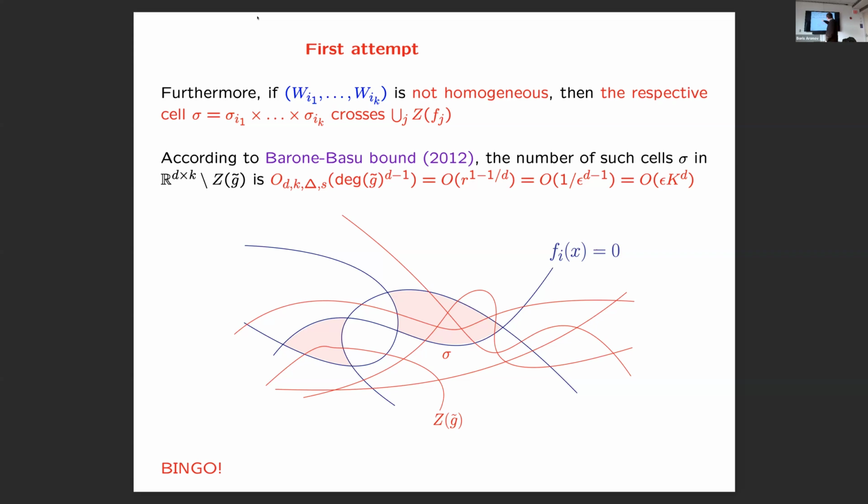But according to Barone-Basu, the number of such cells is at most the degree of g to the power of d minus 1, which is at most order of 1 over epsilon to the d minus 1, and you get an immediate bound on the number of possibly non-homogeneous k-tuples of subsets.